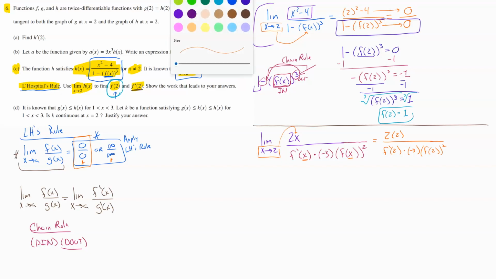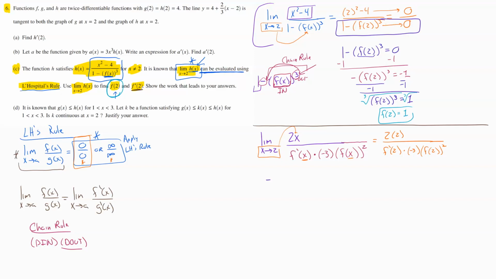If we keep working through this, that's going to be equal to, on top, 2 times 2 is 4. On bottom, f prime of 2, that's the piece I'm trying to find right now. I don't know what that is. Then I've got negative 3. Then f of 2, we found out in the first part of this that f of 2 is 1, so that's going to be 1 squared. And then cleaning this up a little bit more, we would get 4 over negative 3 times 1, which is negative 3 times f prime of 2.